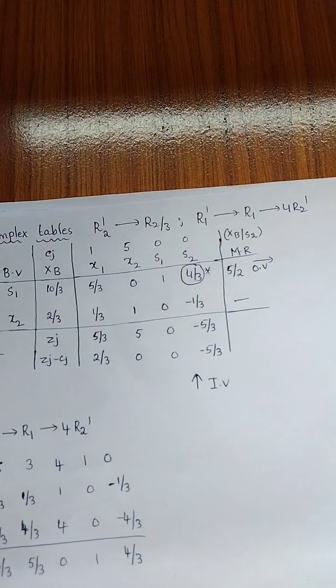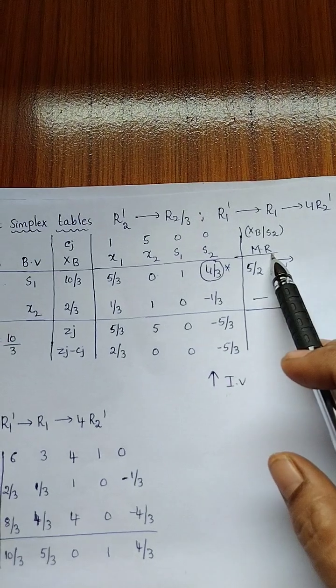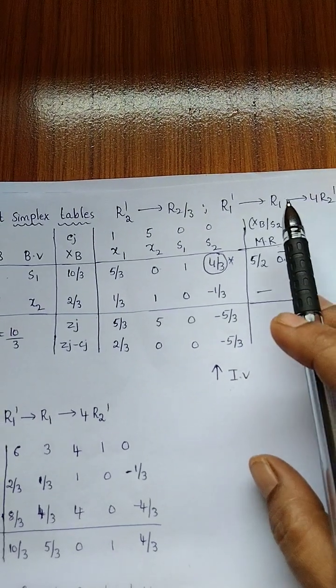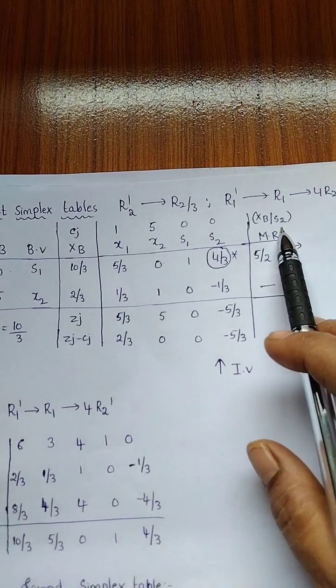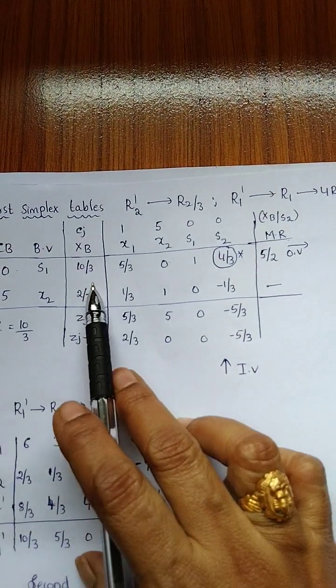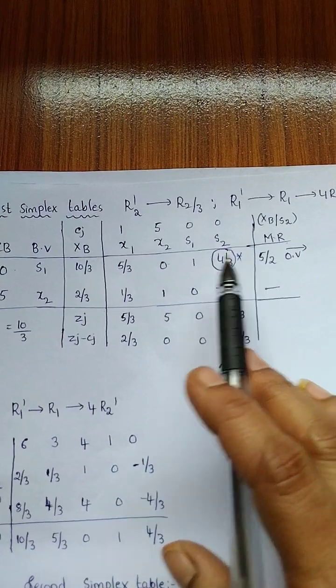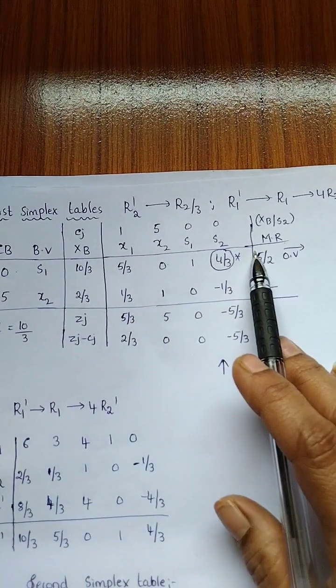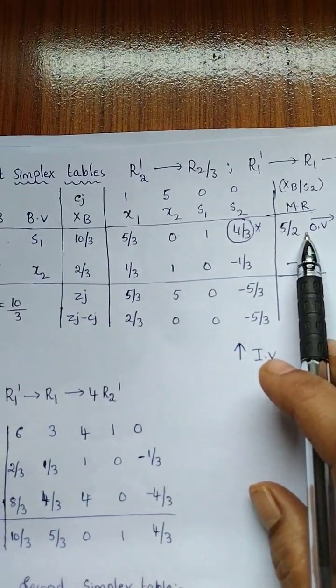What is the formula for minimum ratio? Minimum ratio is nothing but xb by incoming variable. So, 10 by 3 by 4 by 3. You are going to get 5 by 2.